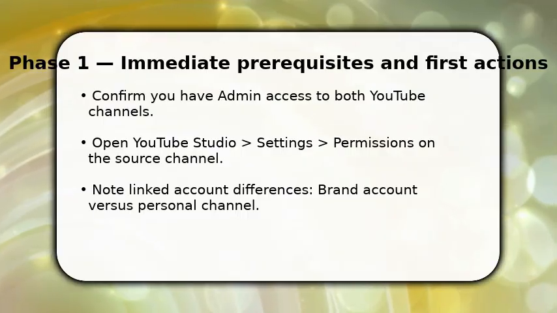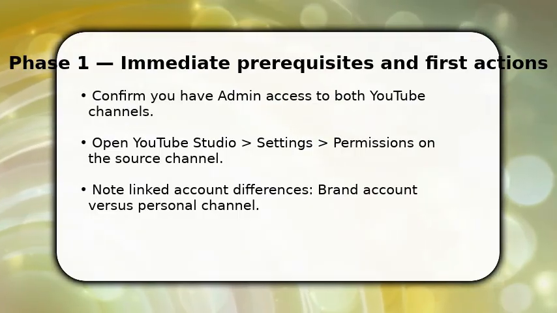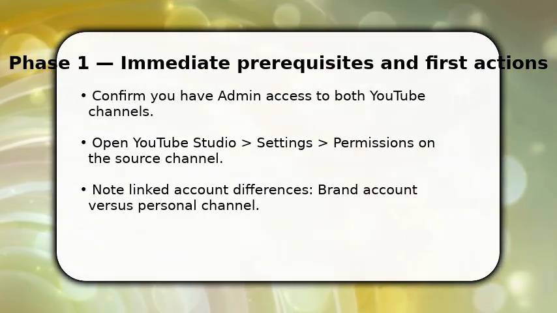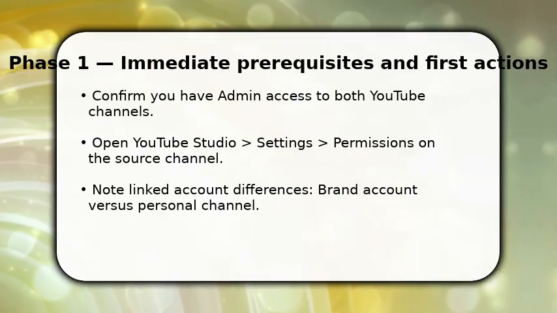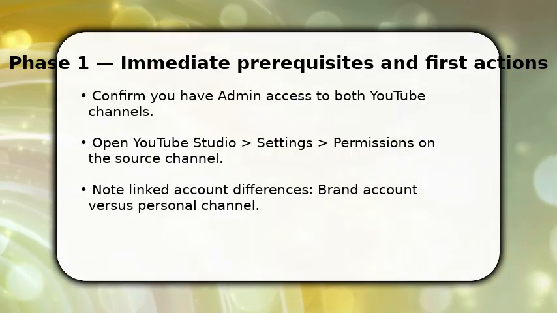You begin by verifying admin access on the channel you want a link. You need permission to change account settings. Once logged into YouTube Studio, go straight to Settings, then Permissions.